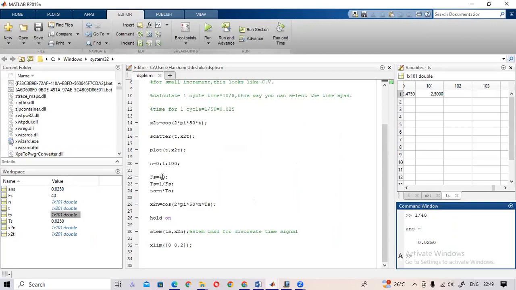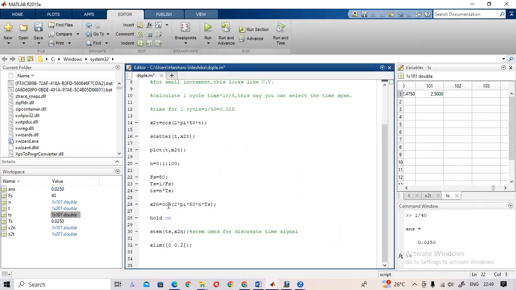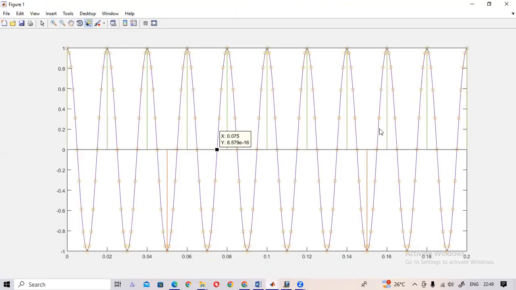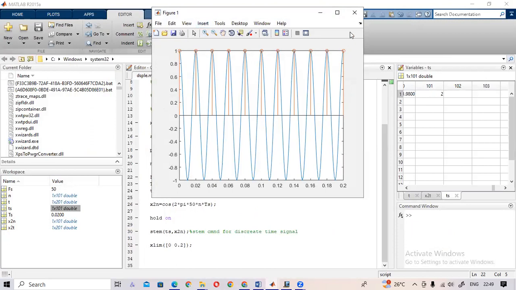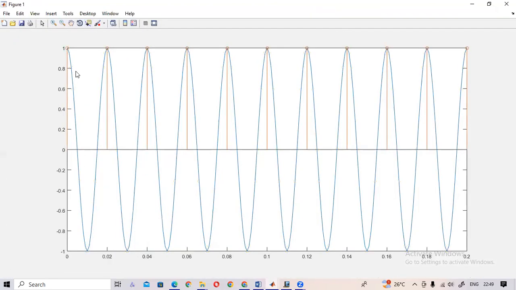And if you increase the sample number, for example, if you select 50 for the sampling frequency and you run this, you can see that now this is your sampled signal. This is the original signal. Now the sampling time will be 1/50. That means 0.02. So the first sample it gets at 0.